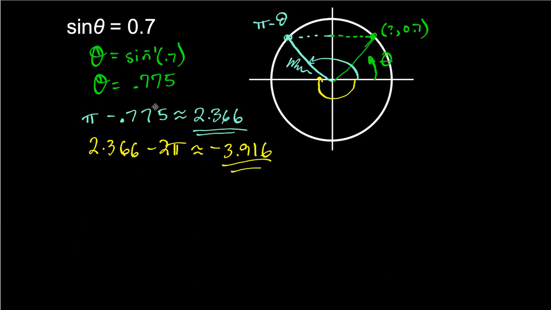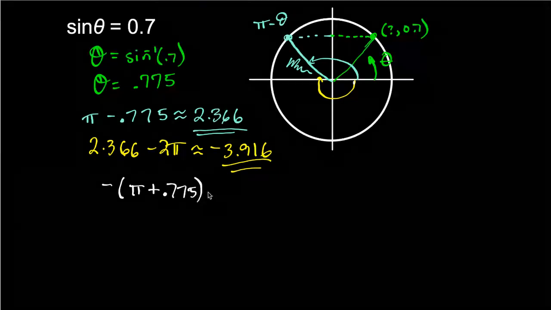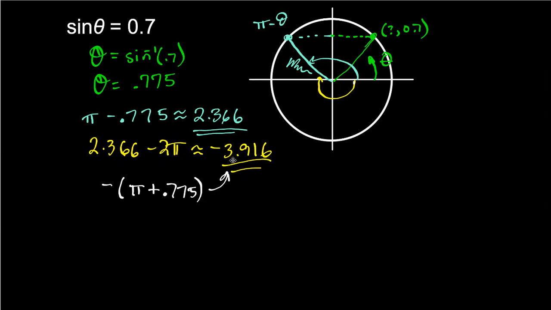Now, you certainly can find this angle a different way. It's negative, and then you take pi for a half a circle, plus this little squiggle here, this 0.775. So if you wanted to get that by going pi plus 0.775, and then making it negative, you'd get the same exact answer.